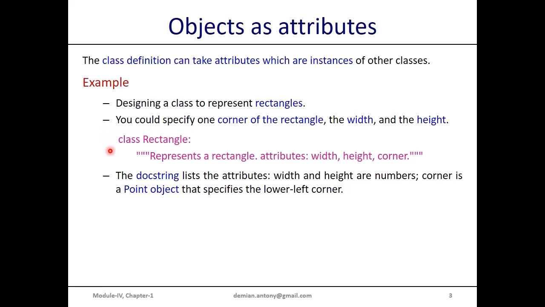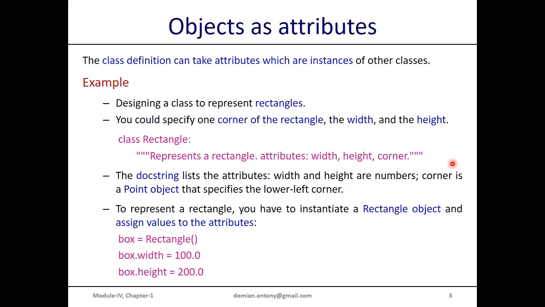We define a class rectangle, and this is a docstring which explains the members of the class rectangle. It says that it has 3 attributes: width, height, as well as the third, corner, which is a composite attribute which requires 2 data values, that is the x and y. To represent the rectangle, we create the rectangle object.